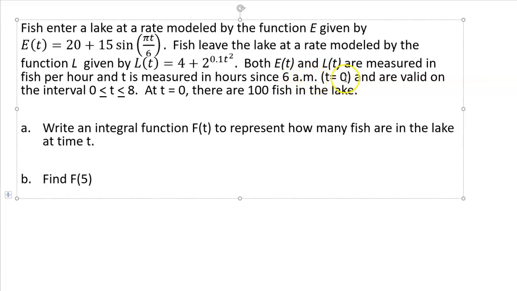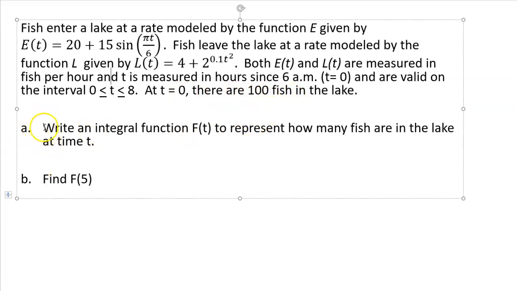So for instance, t equals 1 would be 7, t equals 2 would be 8, and so on. And these equations are only valid on the interval from 0 to 8 hours. So after t equals 8 hours, the equations no longer apply. It also tells us here that at t equals 0, meaning 6 a.m., there are 100 fish in the lake at that time. All right.